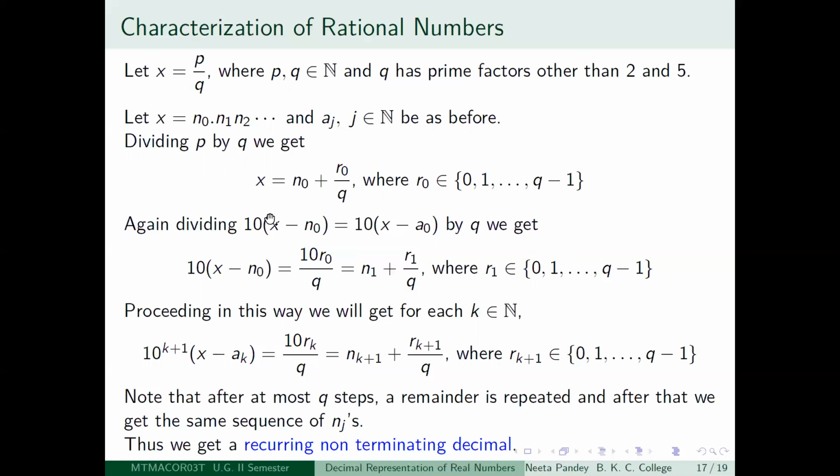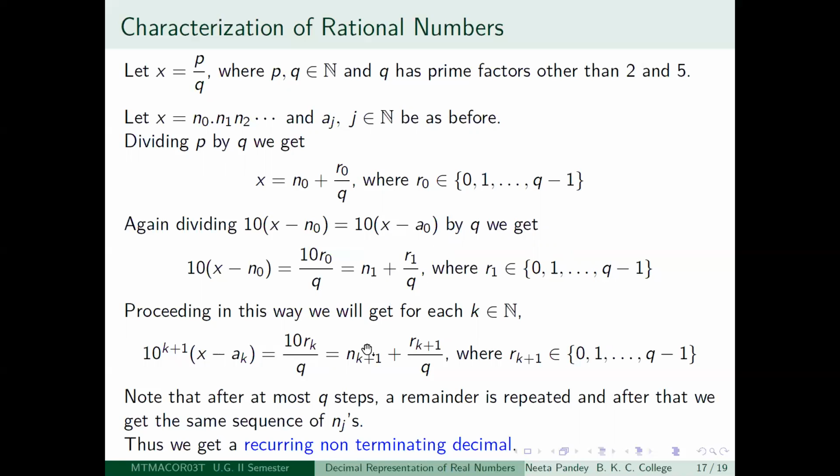Again, if you divide 10 times (x minus n0) by q, then you will get what? You just get 10 into r0 divided by q, right? So x minus n0 is r0 divided by q. So 10 into r0 divided by q, you will again get the integral part of that, which is n1, plus the remainder when you are dividing by q. So r1 is going to be any one of these q integers 0, 1, 2, etc., q minus 1.